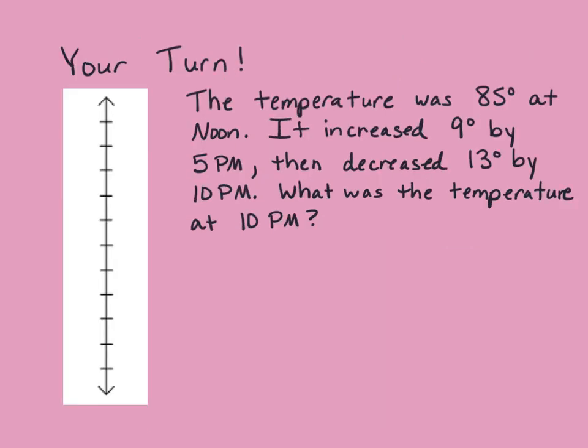Okay, I'm going to let you try a problem. The temperature was 85 degrees at noon. It increased 9 degrees by 5 p.m., then decreased 13 degrees by 10 p.m. What was the temperature at 10 p.m.? I've got you started here with a vertical number line. You'll notice that you would not be able to count by 1's on this number line, so you might think about counting by 2's. Could count by 3's, but it wouldn't be necessary. I'm just going to let you try this, give you a chance to pause the video here, try the problem, and then play it in a little while and just check your answer.